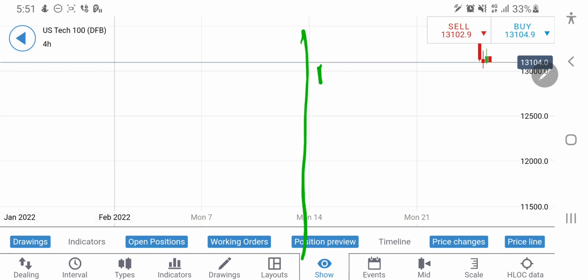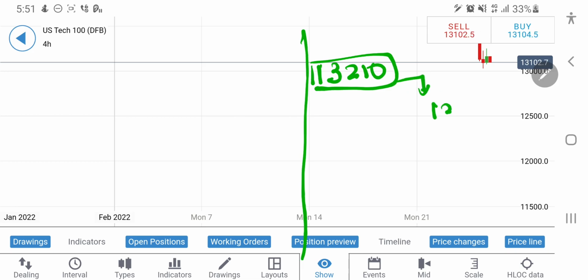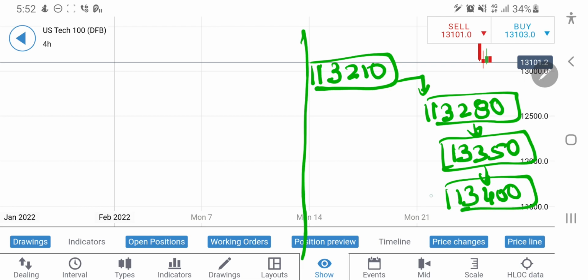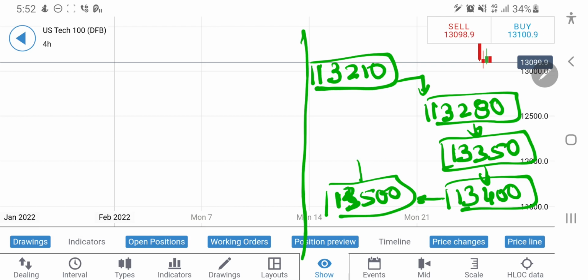So for the day, I will recommend you to go long at 13,210. If you see it trading beyond 13,210, you can expect it to rise towards 13,280, 13,350, 13,400. Now if it breaks past 13,400, directly it may try to hit 13,500 levels, which is going to be a stronger resistance for US100. Now if it breaks 13,500, sky is the limit. Beyond that, it is going to rise or rally strongly.